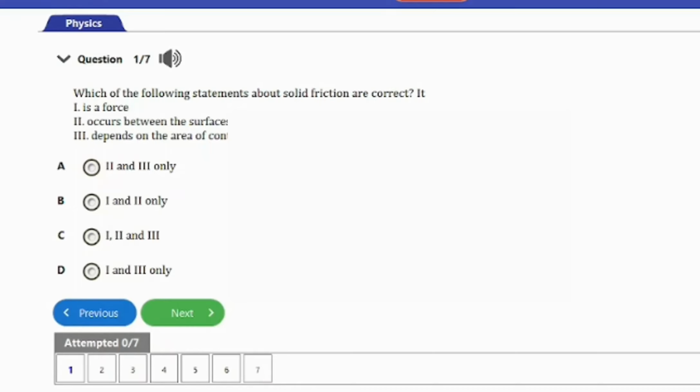It says, which of the following statements about solid friction are correct? I is a force. II occurs between the surface of two bodies in contact. III depends on the area of contact. So the answer to this question is I and II. That corresponds to option B here, I and II only. Let's go ahead and consider the next question.